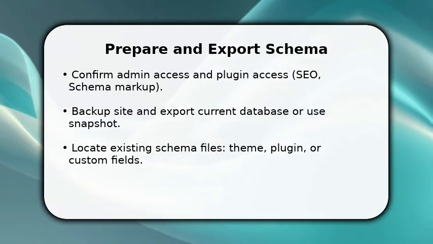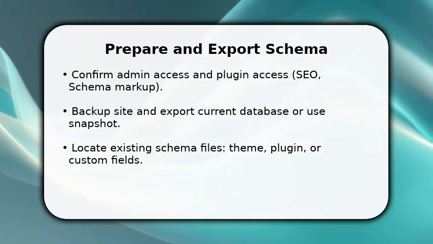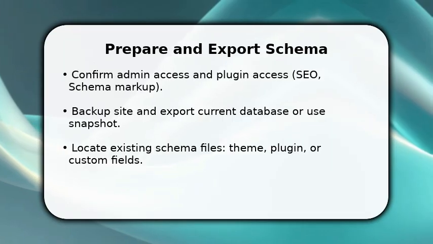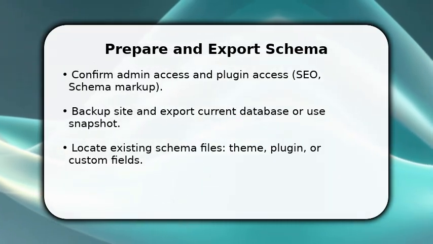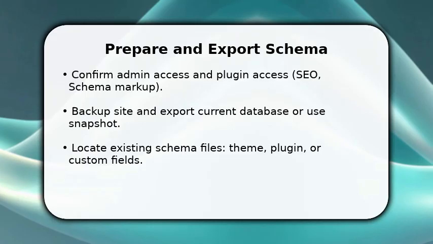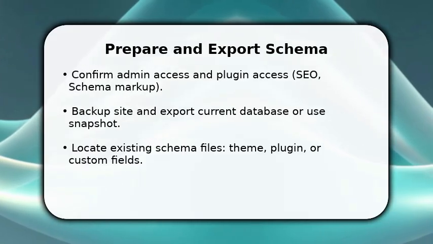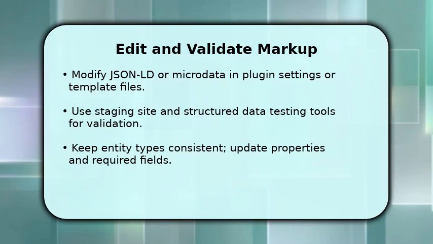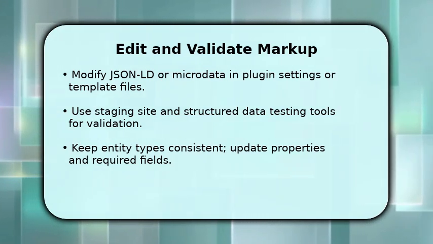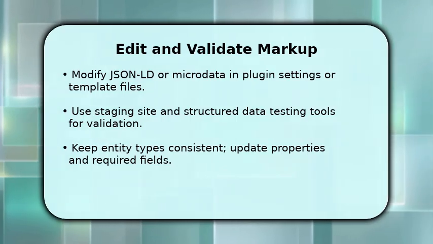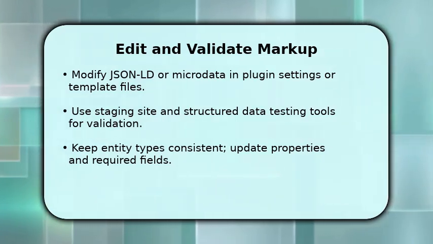Next, locate where Schema is defined, check theme templates, SEO plugin settings, or custom field code because you will edit the correct source. Now open your export or file so you can apply targeted edits without guessing where the markup lives. You now make the actual edits. Update JSON LD blocks or microdata in the plugin or template files, adjusting types and properties to match your content.